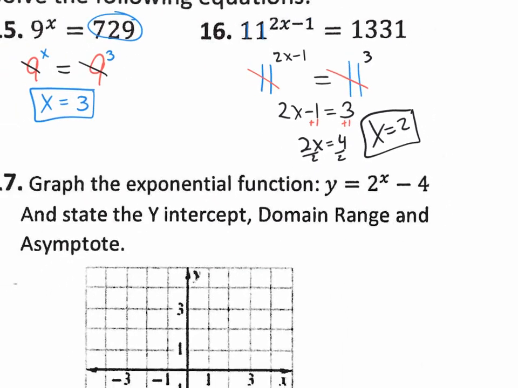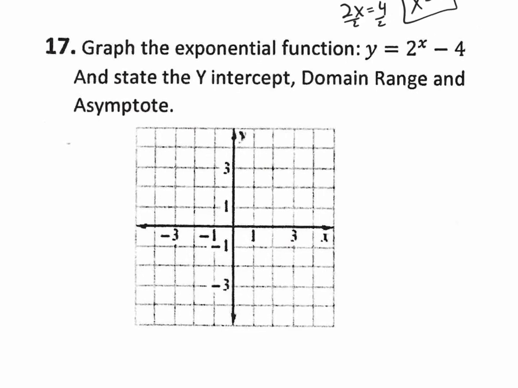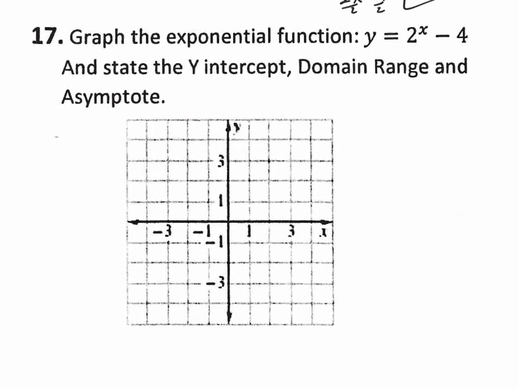Moving on. Number 17, graphing. Now remember, on the midterm itself, you're not going to actually graph. You're going to have 4 multiple choices that already have graphs on them. So it says, graph the exponential function y equals 2 to the x minus 4.